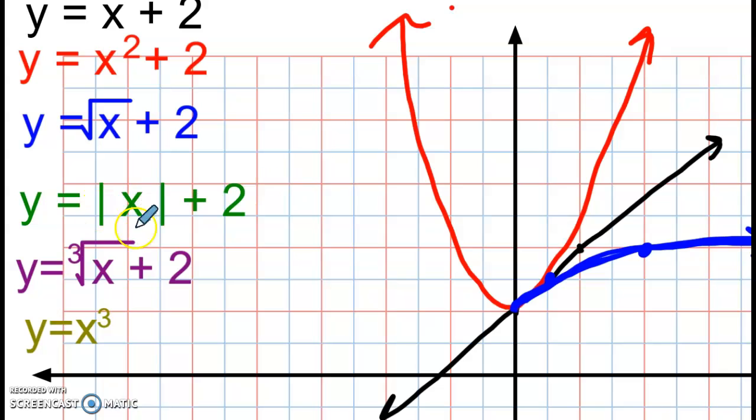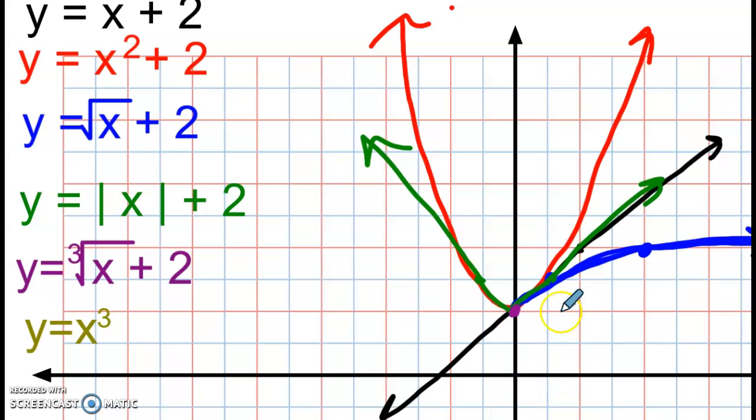All right. Absolute value of x, very similar to x squared in that it turns everything positive, but it just doesn't times it by itself. So 0, I get 2. When I put 1 in, I get 3. When I put negative 1 in, I get 3. You end up getting a v, right? Cube root of x plus 2. 0, I'm at 2.